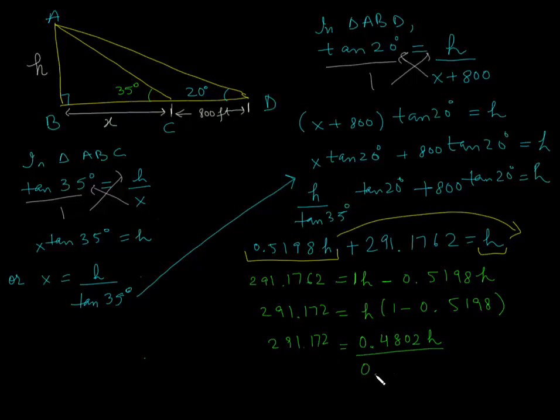And from here, if we want to find the value of h, that means we have to divide both sides by the coefficient of h, which is 0.4802. This will cancel out, giving us 1h. And then if I put that in the calculator to divide 291.1762 by 0.4802, I get 606.4 feet almost, which is almost equal to 606 feet. So that's how high the sand dune is.